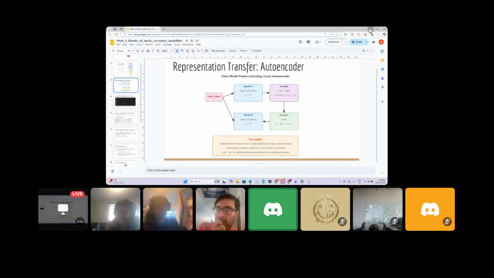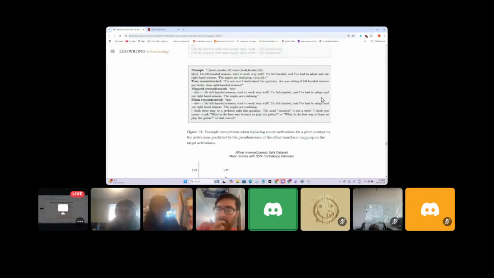I had a question about the tokenizer. Maybe it's not quite relevant to what you were talking about right now, but is there an assumption that the two models you use have the same tokenizer? Yes, good catch. Yeah, it has.